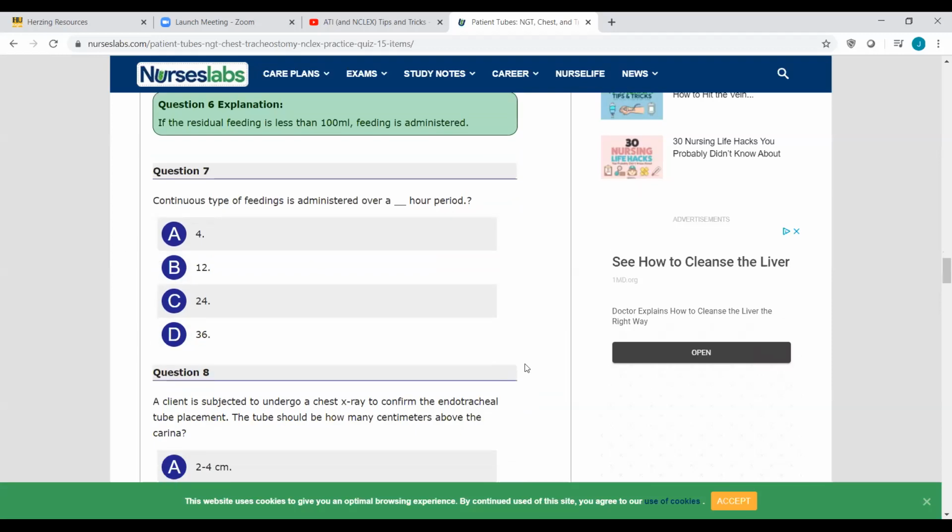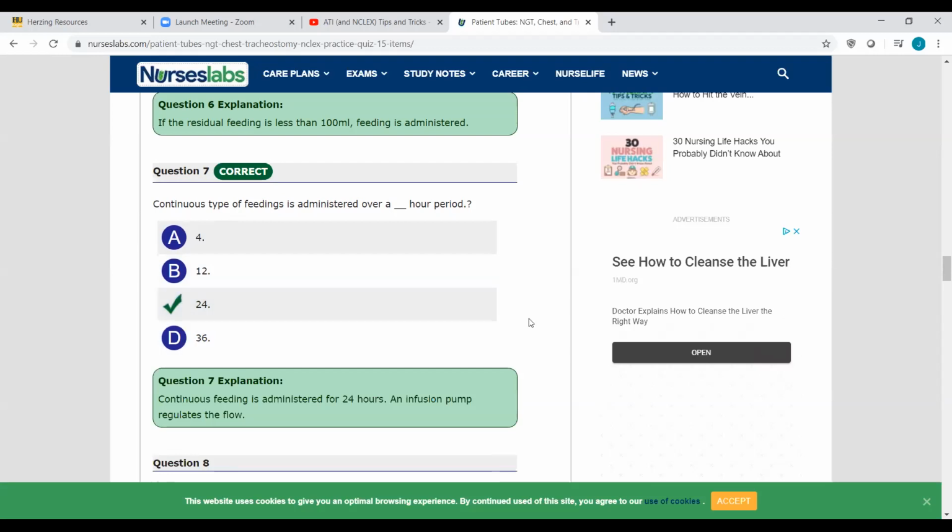Okay, continuous type feedings is administered over a blank hour period. B. It has to be 24 hours. Yeah, I would think it's 24. If it's continuous, you're constantly giving it, right? Yeah.